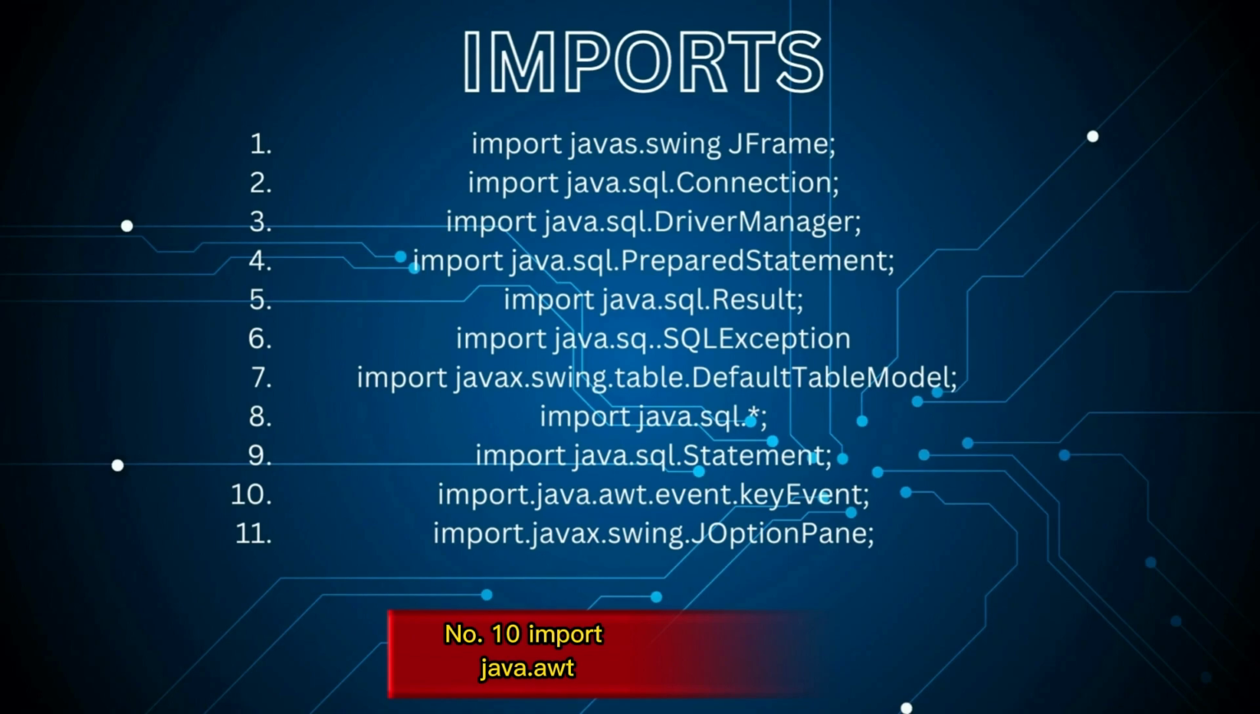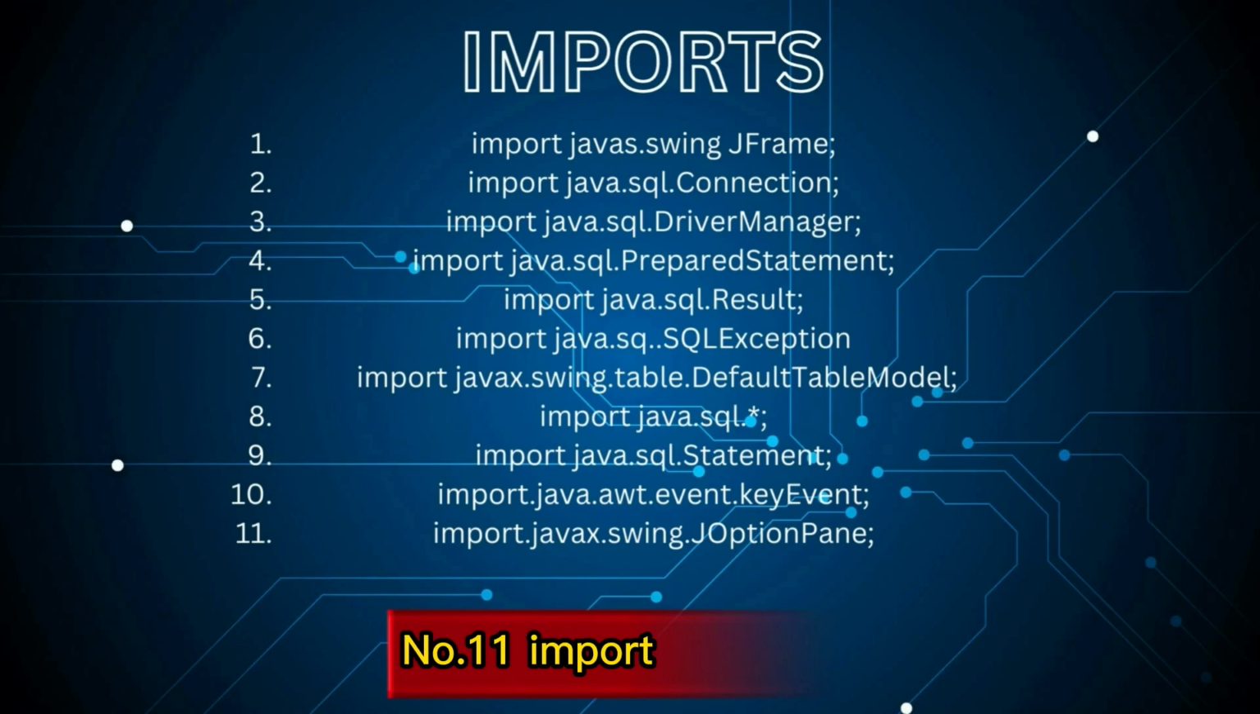Number 10. Import java.awt.event.KeyEvent; This import statement is used to import the KeyEvent class from the java.awt.event package. KeyEvent represents a key event generated by a user pressing or releasing a key on the keyboard. It is often used in conjunction with event listeners to handle keyboard input in GUI applications.